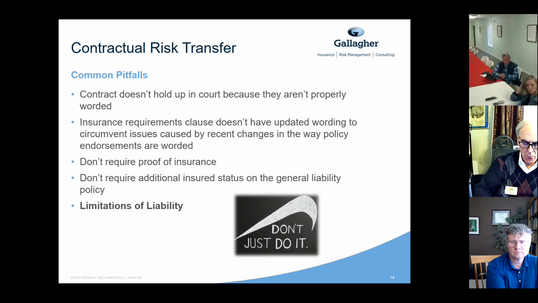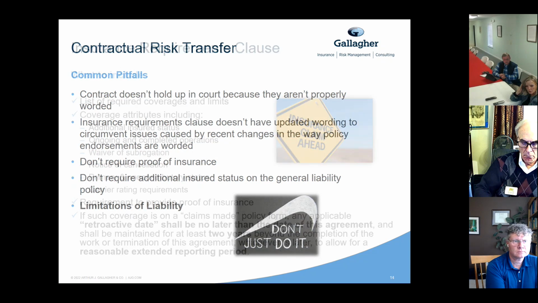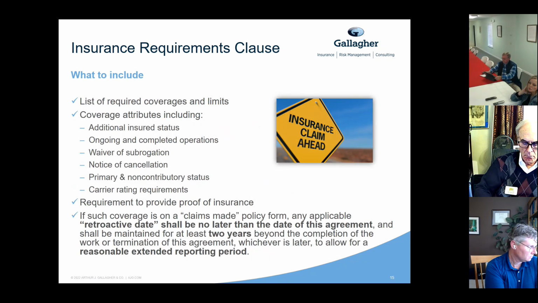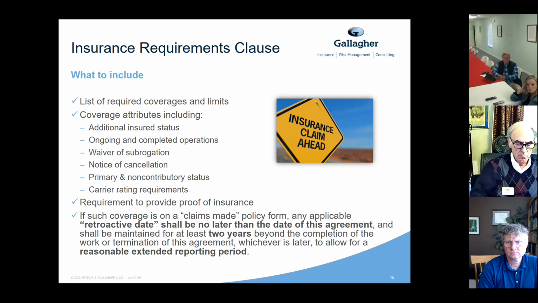There are some times where limitations of liability make sense and they are fair, and we'll talk about one in a little bit. But again, you just want to make sure your attorney is keeping an eye out for that, and that you're not going to get caught by surprise if a claim comes. Again, we will send out a sample insurance requirement clause that has all of these coverage attributes we mentioned earlier and are listed here on the slide.